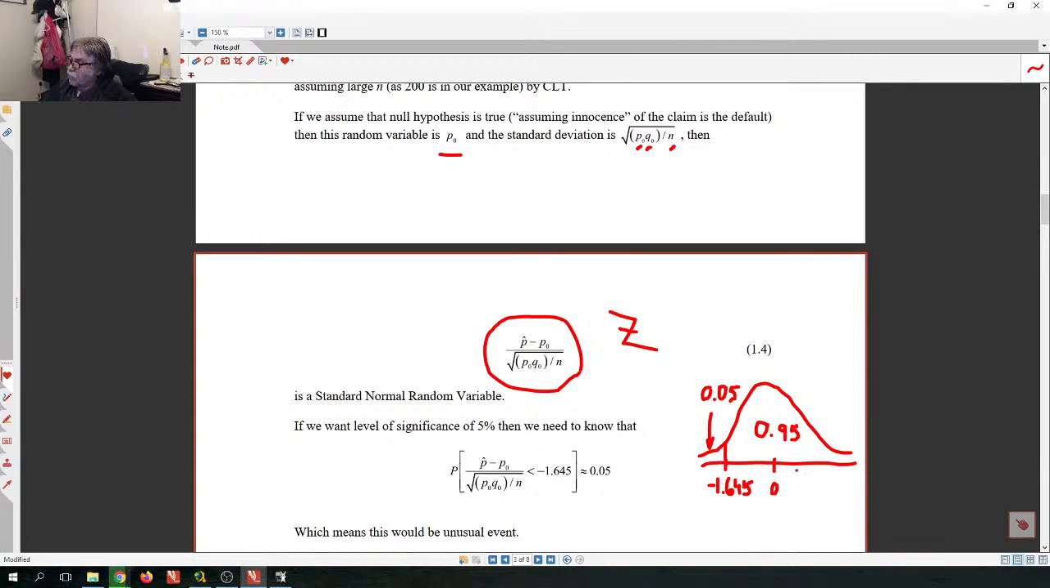There is a 95% chance it's here. So if it happens to be here, we have a problem. That is unusual. That should not happen. So if this calculation gives me a number somewhere below negative 1.645, I know the chance of that is only 5%. That is something unusual, something that should not happen. It could happen, but it should not happen. Which means that something is wrong in our story. And what is wrong in our story?